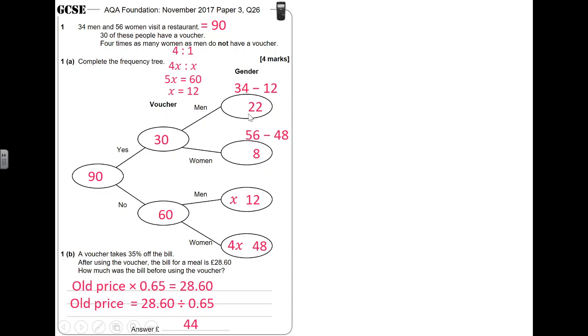Then we can work out the top one, saying there were 34 men to start with. So 34, take away these 12 men, leaves you 22 men up here. 56 women, so 56 women take away these 48 women means there's 8 women here.